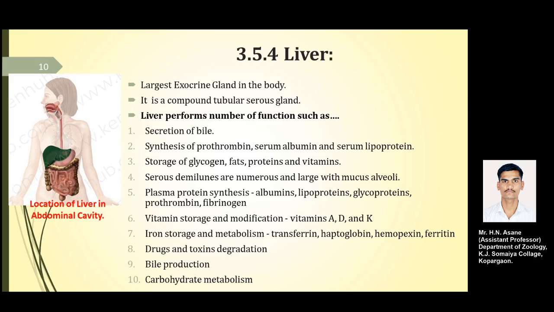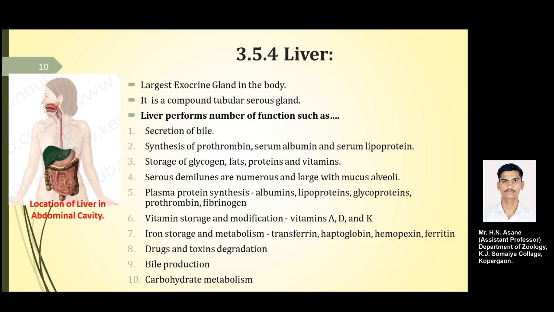That includes the synthesis of albumin, lipoproteins, glycoproteins, prothrombin and fibronectin, and fibrinogen is also synthesized in the liver. Then vitamin storage and modifications of the stored vitamins are carried out by the liver, like vitamin A, vitamin D and vitamin K.